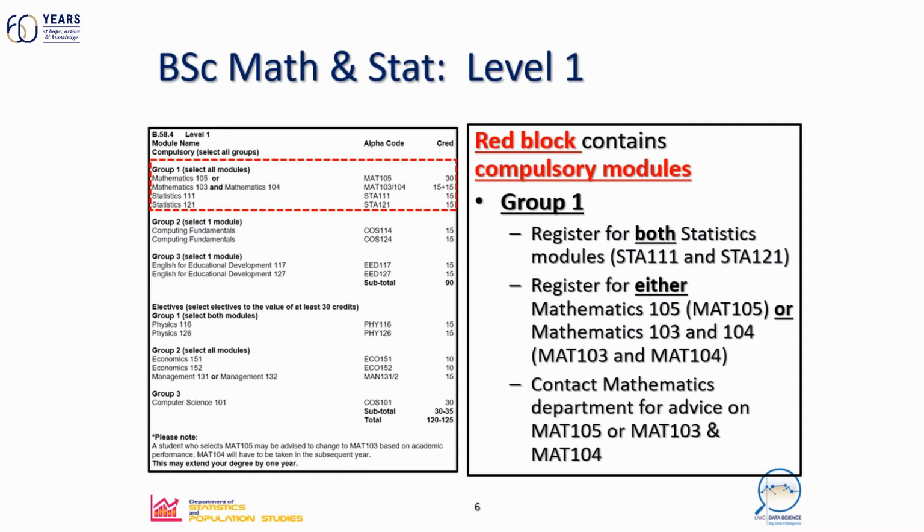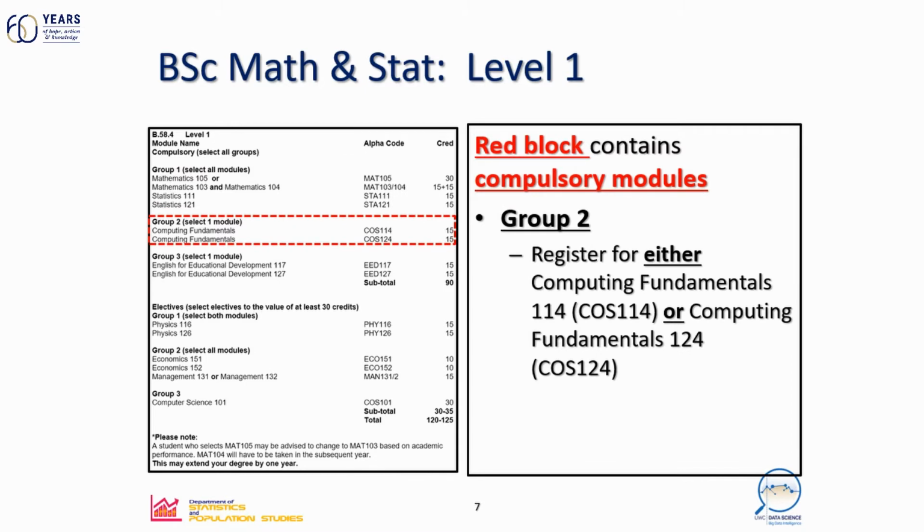In Group 1, you have to register for both statistics modules. That means Statistics 111 and Statistics 121. With regards to the mathematics, you either register for Mathematics 105 or you register for Mathematics 103 and Mathematics 104. Please consider contacting the mathematics department for advice about which option would be best for you to register for.